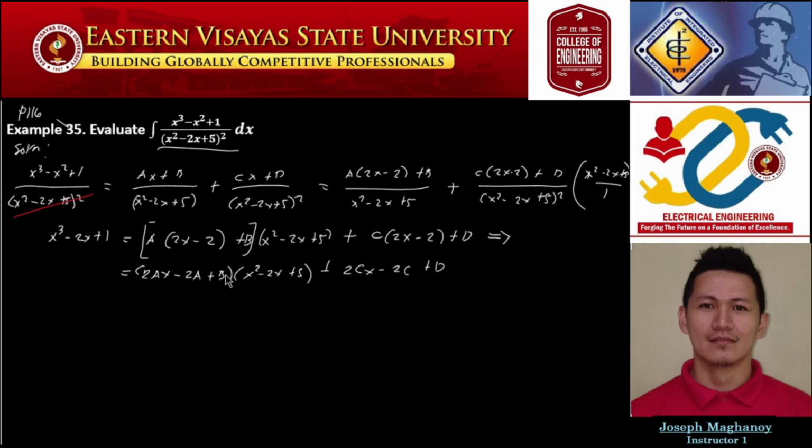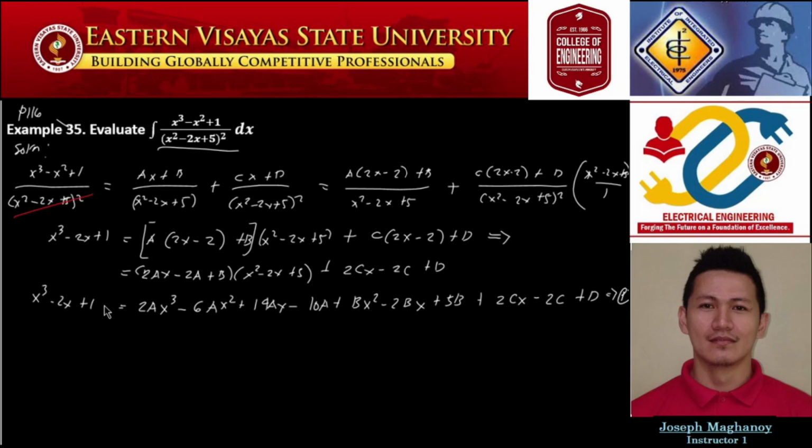We can still expand this one. So finally, x cubed minus 2x plus 1 is equal to 2ax cubed minus 6ax squared plus 14ax, that should be 14ax, minus 10a plus bx squared minus 2bx plus 5b, and the second term plus 2cx minus 2c plus d. Now we have our equation 1.